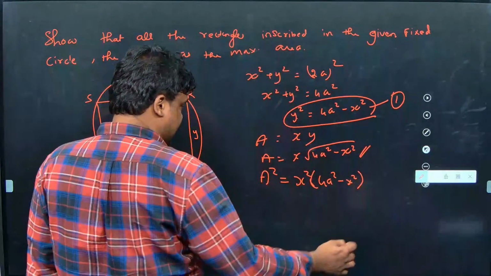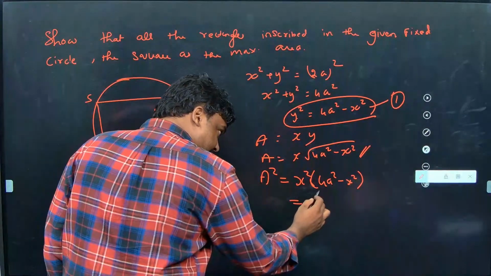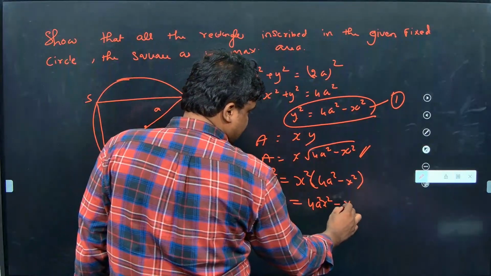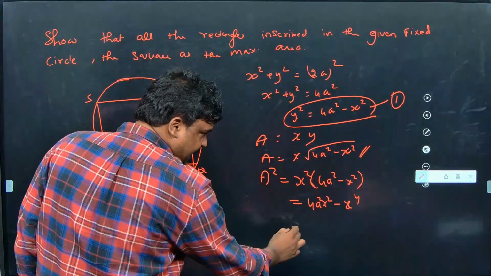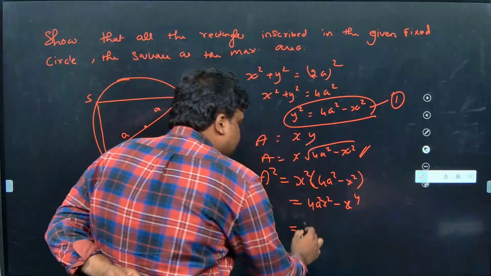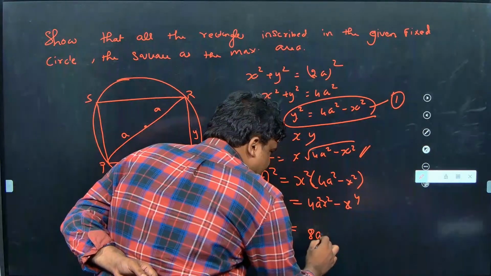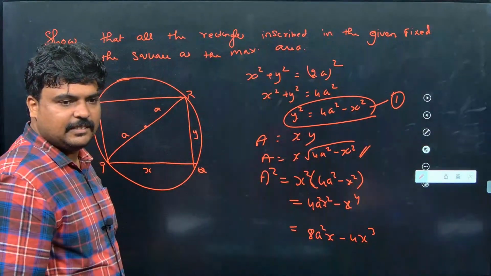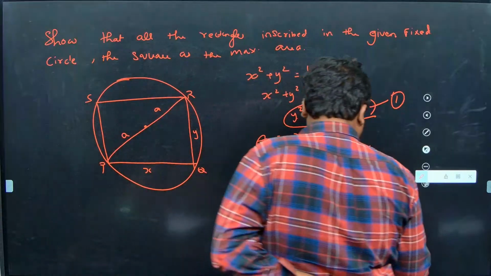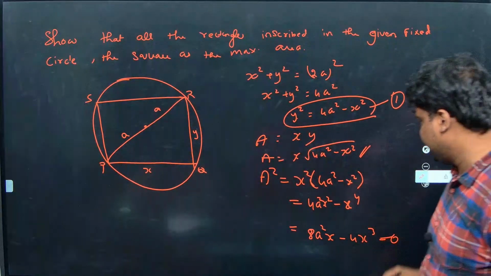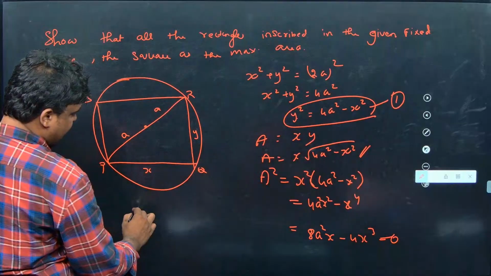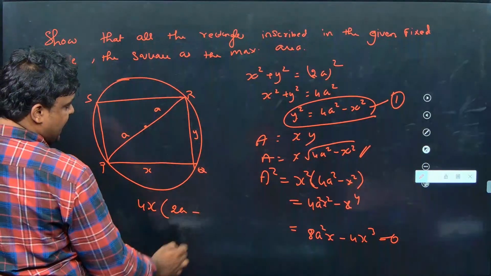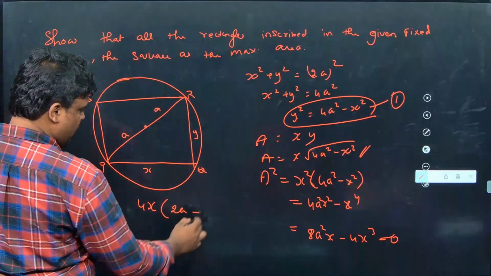Okay, anyway I'll do it, since students asked. So what will happen: 4a square x square minus x power 4. If I differentiate this, what is the answer, guys? 8a square x minus 4x cube, correct? Then I equate to 0. If I equate to 0, I'll take 4x common outside, so it will become 2a square minus x square.